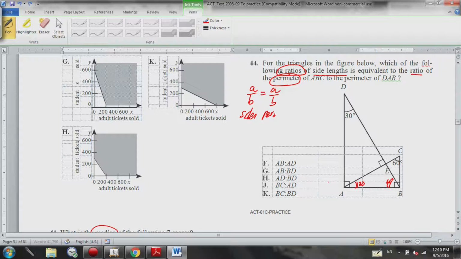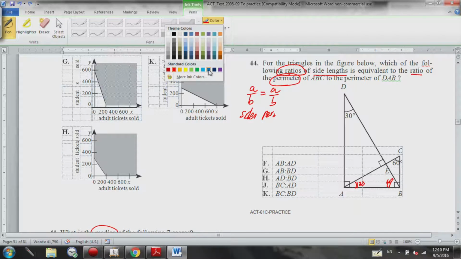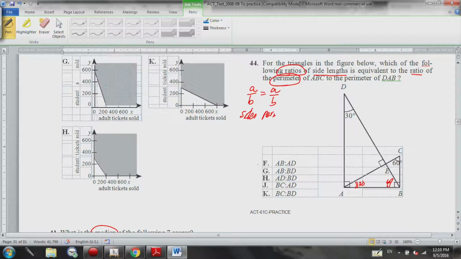So you have to be careful. That's the only thing you have to be careful about. Then all the corresponding sides are proportional. Let's see if that's the case. F: AB is proportional to AD. Is that the case?